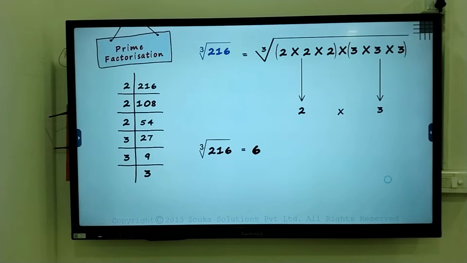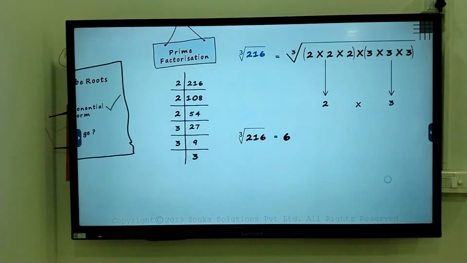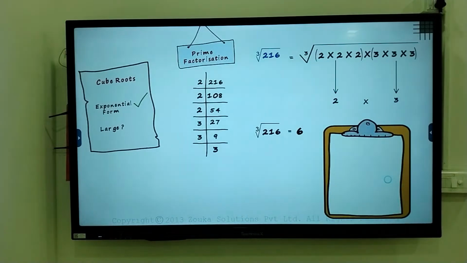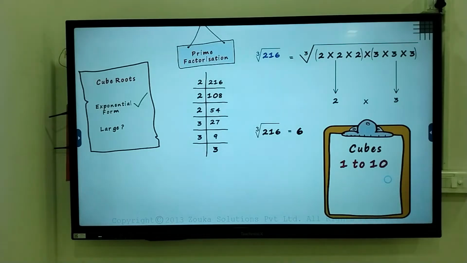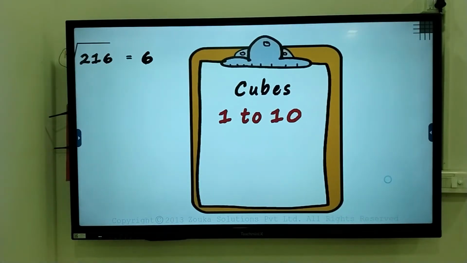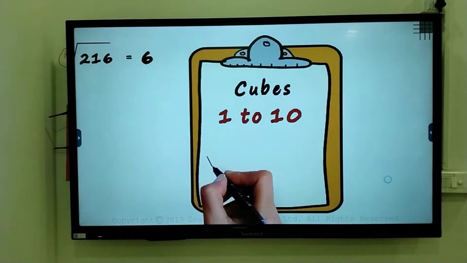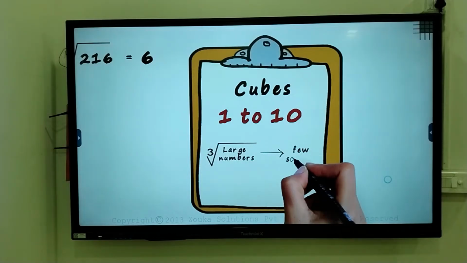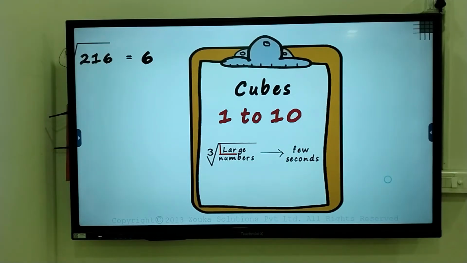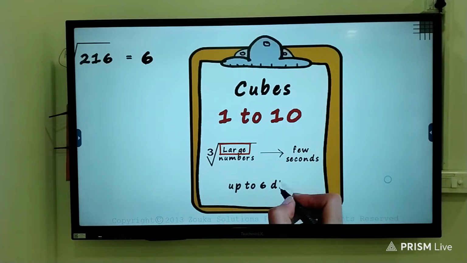So now we know that once we reduce the numbers to its prime factors, the task is very simple. We make groups of 3 and choose one number from each group and multiply them. And it's a good idea to memorize the cubes of numbers from 1 to 10. I'm talking about the cubes and not the cube roots. Why do I say this? It's because you'll be able to find the cube roots of large numbers in a matter of a few seconds, maybe even 5 seconds. And when I say large, I mean numbers up to even 6 digits long. We will see that in coming videos. Keep watching and keep learning.